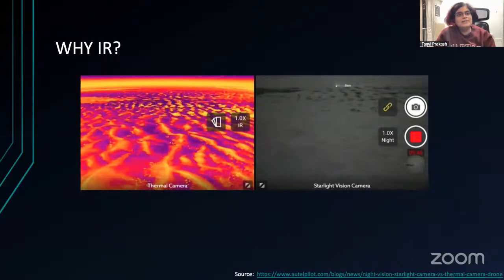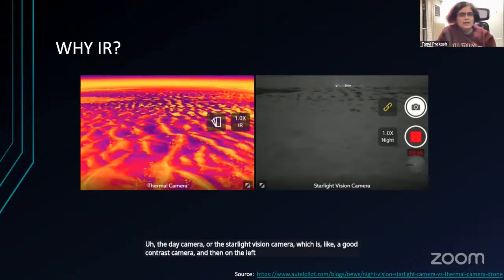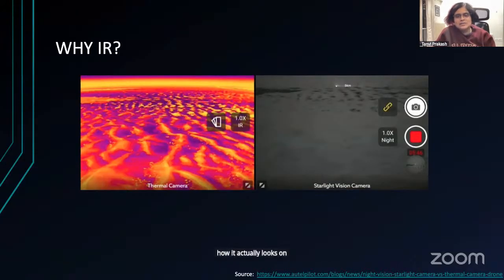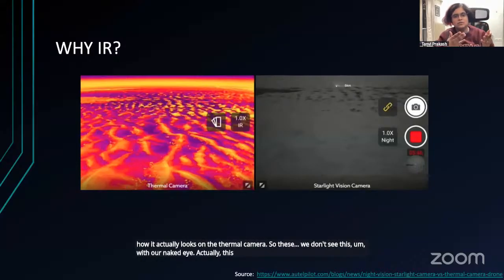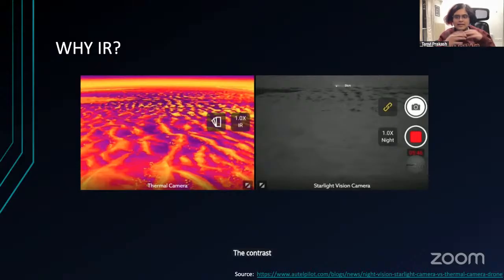Now, I thought it'll be interesting to show you how a desert looks because your problem statement is about deserts. What you see on the right is basically the day camera or the starlight vision camera, which is a good contrast camera. And on the left, you have how it actually looks on the thermal camera. We don't see this with our naked eye. Actually, this is not how it looks. The contrast has been set in such a way that it can be perceived by us. Actually, infrared radiation is all around us, but that's a different story.